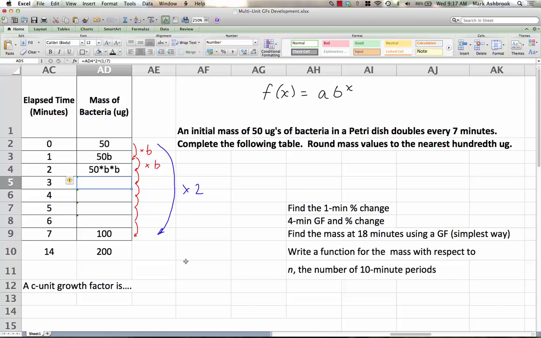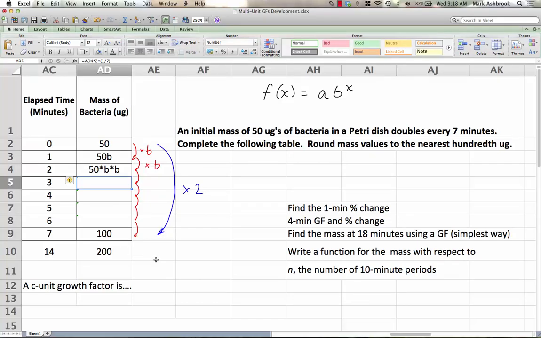So now we have 2 ways to get from this value of the mass of 50 to the mass of 100. There's 2 different ways. One way, the first way that we saw to get from the mass at 0, 50, to at 7, 100, was the first way. Multiply by 2. It doubles every 7 minutes. But now we have another way to construct how to get from this mass of 50 to this mass of 100.